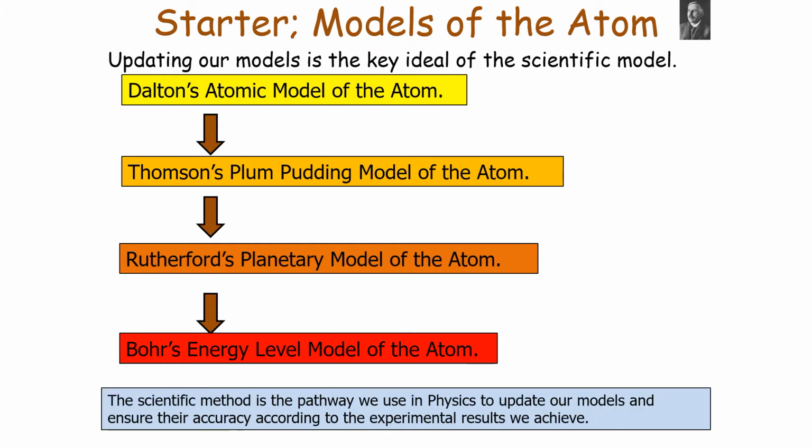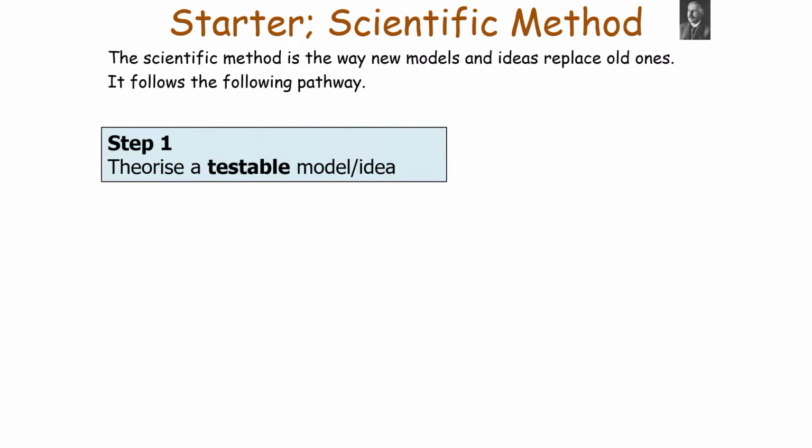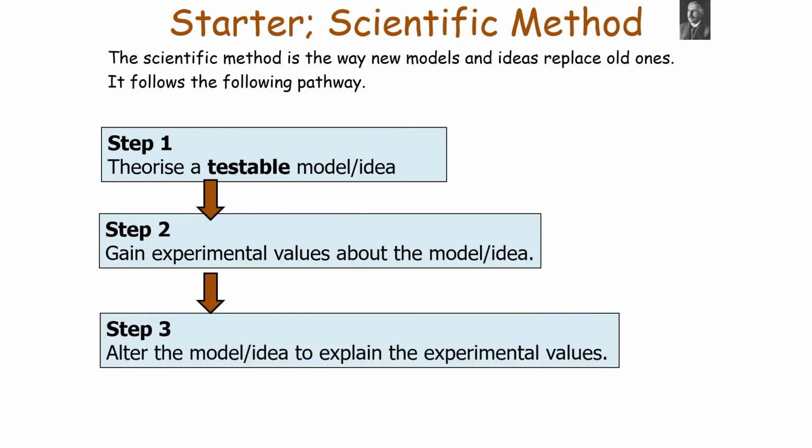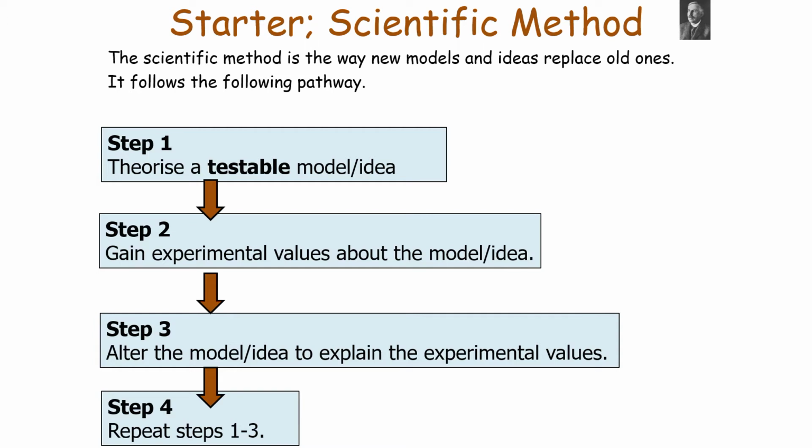Now, the scientific method is the pathway that we use in all of science and physics to update our models and ensure their accuracy according to the experimental results that we achieve. So the scientific method is as follows. Step 1: theorize a testable model or idea. Step 2: gain experimental values about this model or idea. Step 3: alter the model or idea to explain the experimental values that you've gained. And step 4: repeat steps 1 to 3 again and again.